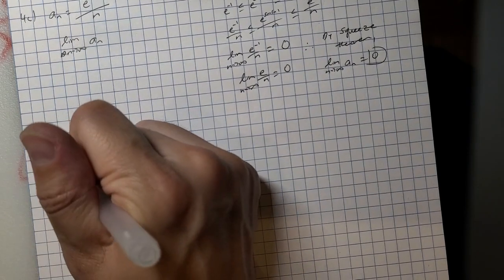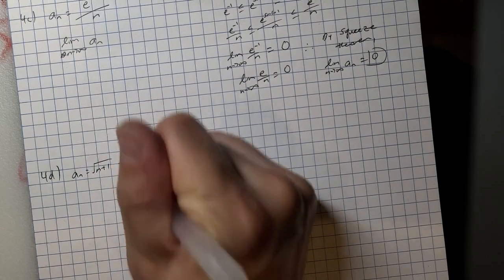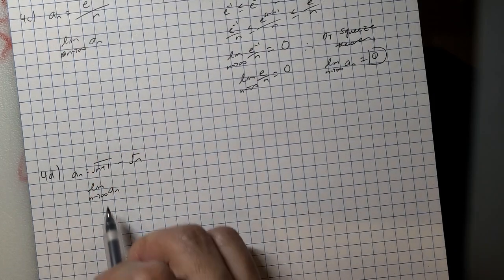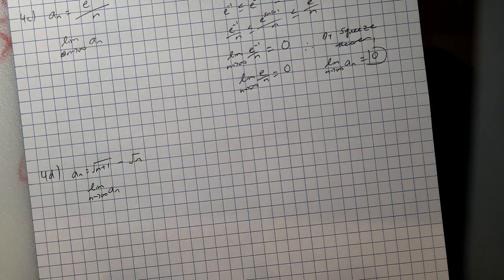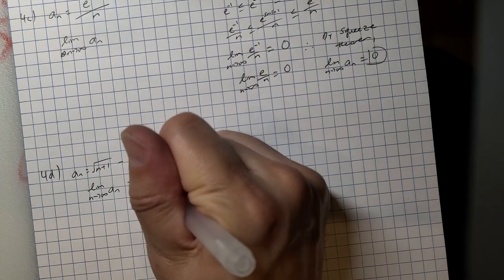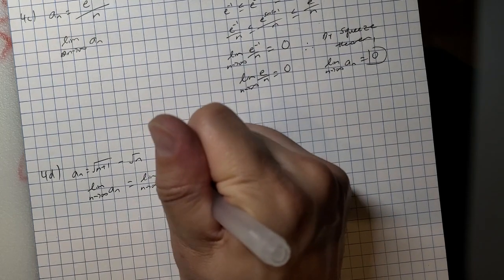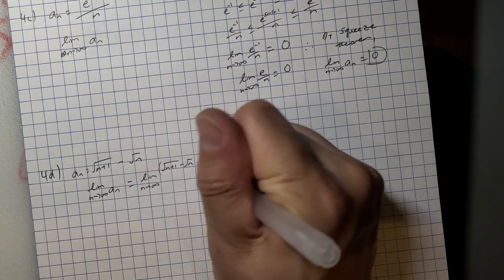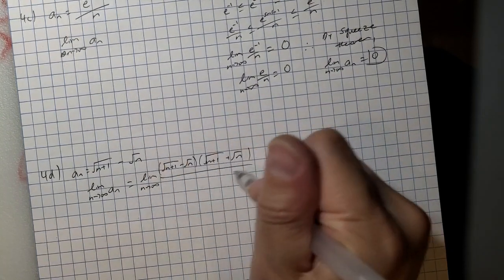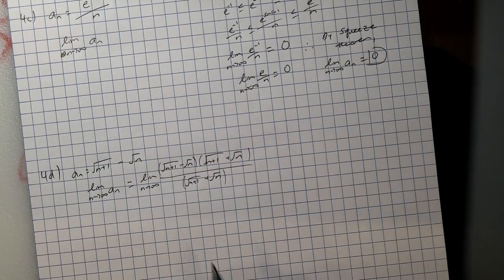For D, a sub n is square root of n plus 1 minus square root of n. So we have limit as n goes to infinity, a sub n. When n goes to infinity, we would get infinity minus infinity, so that's indeterminate. So how can we solve something like this? Remember, when we have square roots, we like to use the conjugate. So this is the original. We multiply by the conjugate. That's square root of n plus 1 plus square root n. We do it to the top and bottom so that it's equivalent.